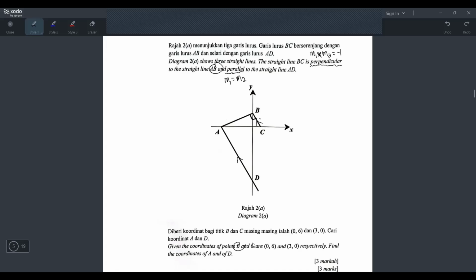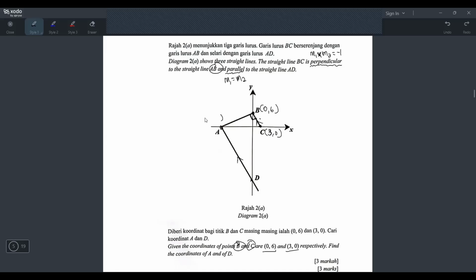Given the coordinates of B and C, 0, 6 and 3, 0. So B coordinate is 0, 6. Let's go here and write 0, 6. And then point C is 3, 0. It means this point is the y-intercept, and this point is the x-intercept actually. And then they say find the coordinates of A and D. Okay, A is here, D is here.